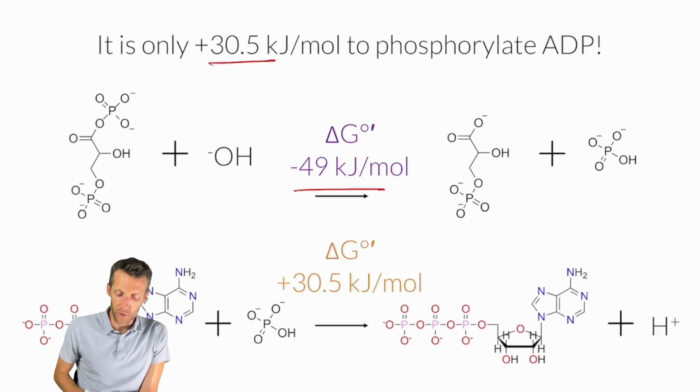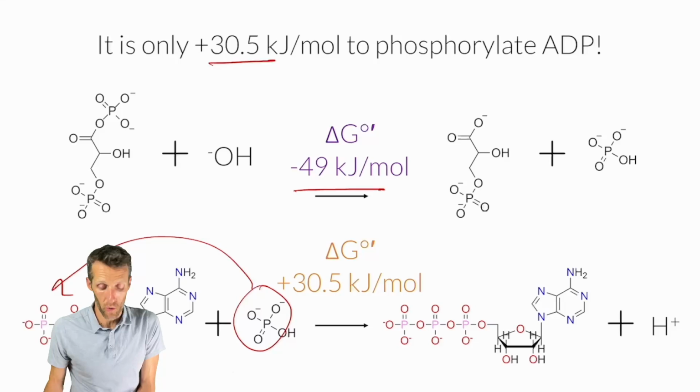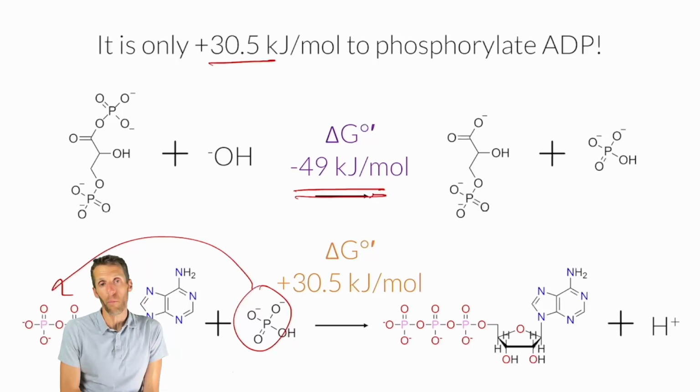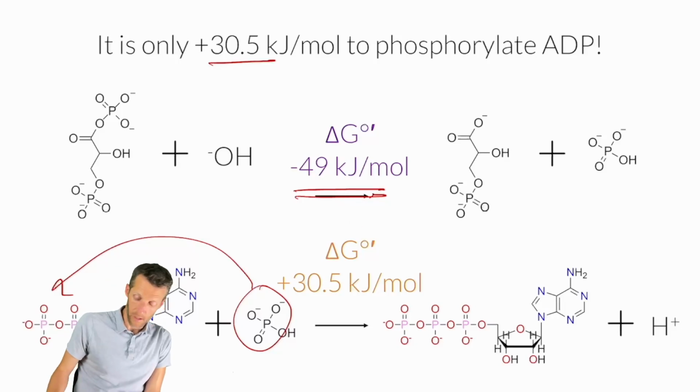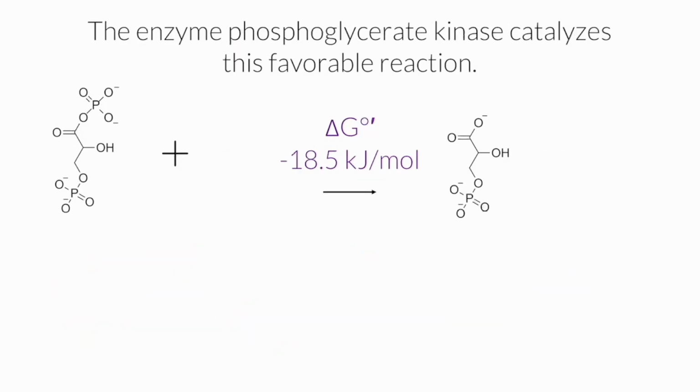That's only 30 kilojoules per mole. So it's plus 30 kilojoules per mole to take a phosphate and stick it onto an ADP to make ATP. And so we've got minus 49 kilojoules per mole driving dephosphorylation on the top, and we've got plus 30 kilojoules per mole saying phosphorylate. If you add those up, it's still favorable to do the dephosphorylation, or to do this transfer. And it's favorable by 19 kilojoules per mole.